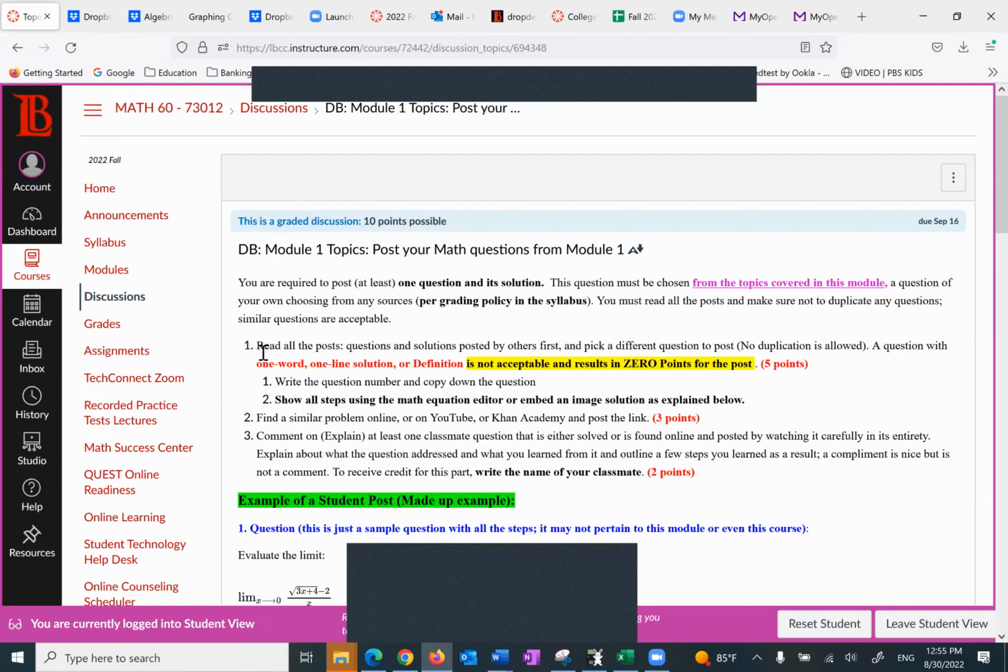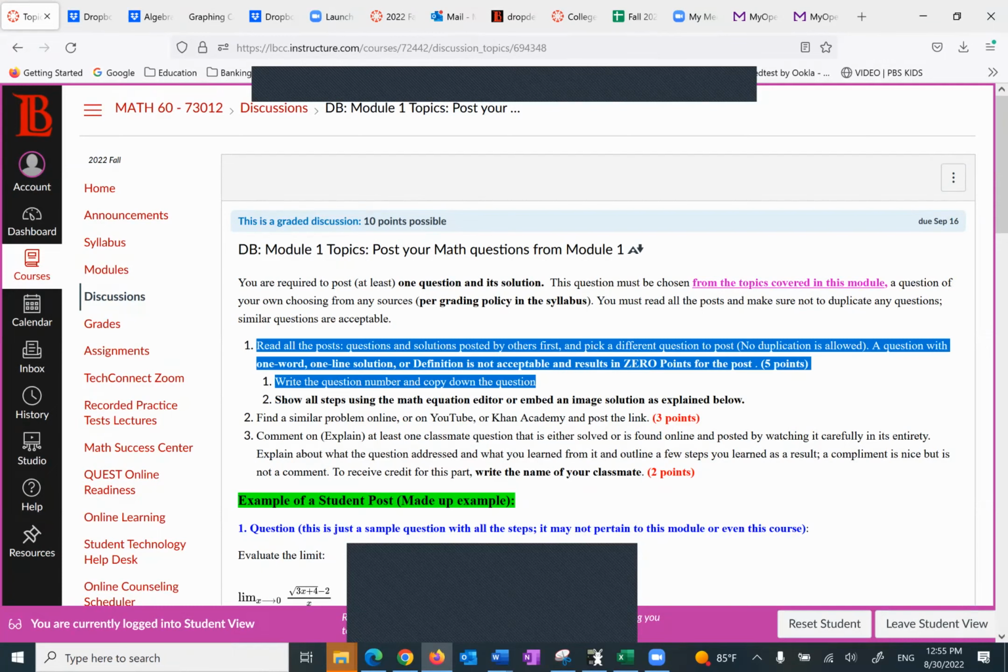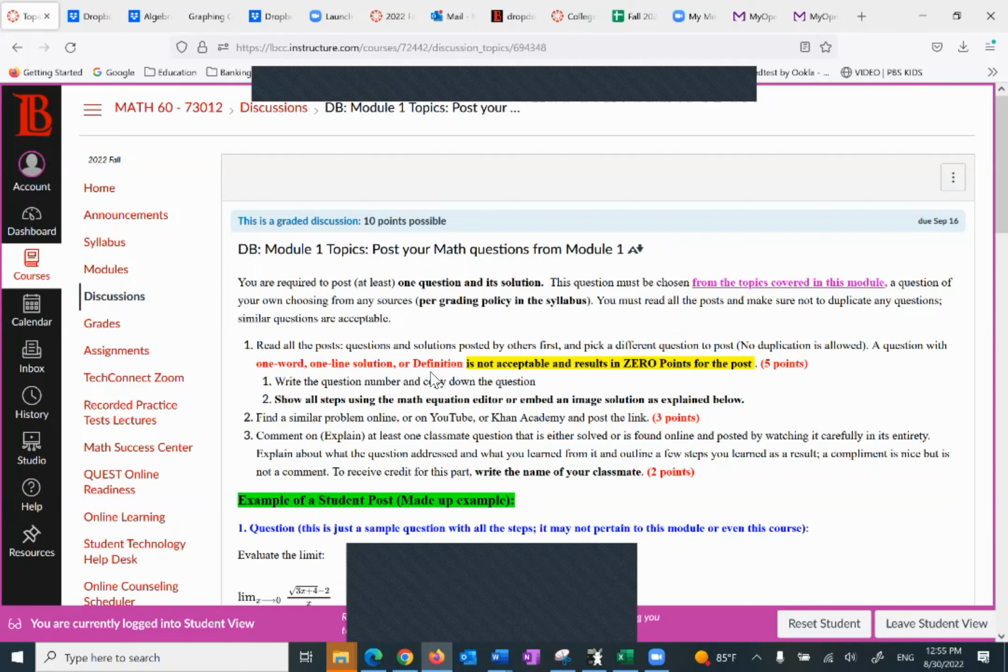All right, so step one, read all the posts, questions and solutions posted by others first. And pick a question to post. A question with one word, one line, solution or definition is not acceptable. If you do this right, you get 5 points. So for this one, you want to write the question, copy down the question, show all steps using either the math equation editor or embed an image of the solution. The next part, find a similar question online or on YouTube, something similar to that, so that will help you learn more and your fellow students. That is 3 points.